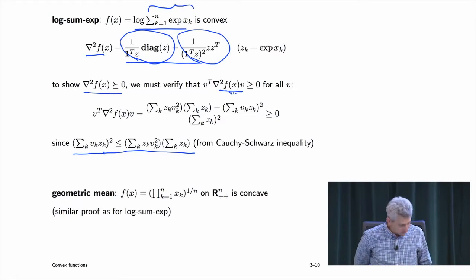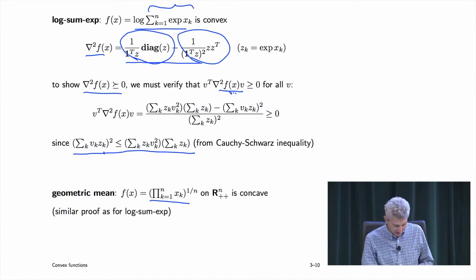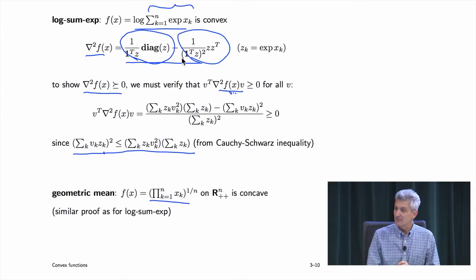Geometric mean. So the nth root of the product of a bunch of positive numbers, or non-negative for that matter, that's concave. And it's the same kind of thing. In fact, it turns out that for a function like that, and for many functions like this, the Hessian is non-negative diagonal minus rank 1. That's what this is. And you get the same type of argument holds. Okay.